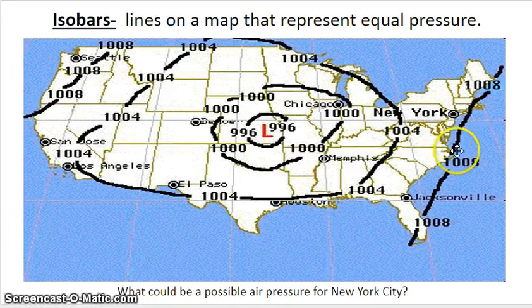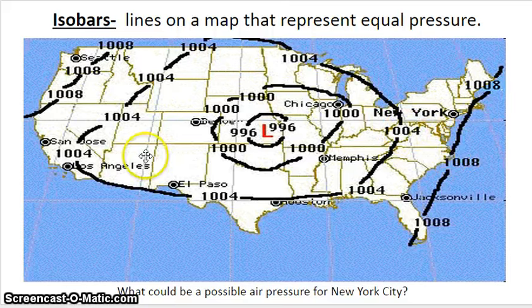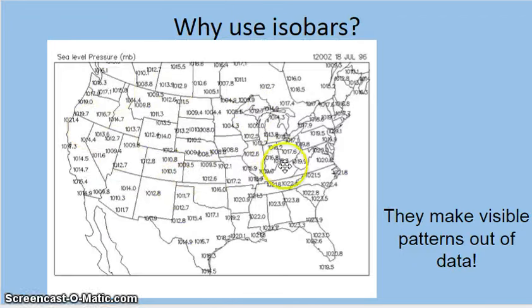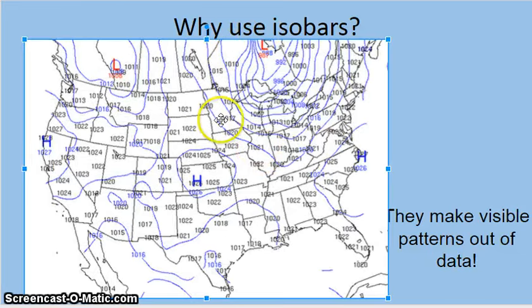And each line you'll see is going up by an interval of 4. 996 plus 4 is 1000, 1000 plus 4 is 1004, etc. So if you were going to draw another line out, the next line would be 1012. So why do we use these lines? Because they make visible patterns out of data, right? If you just had a map with lots of numbers written, it'd be really hard to read, and this is supposed to make it a little bit easier for us to read.